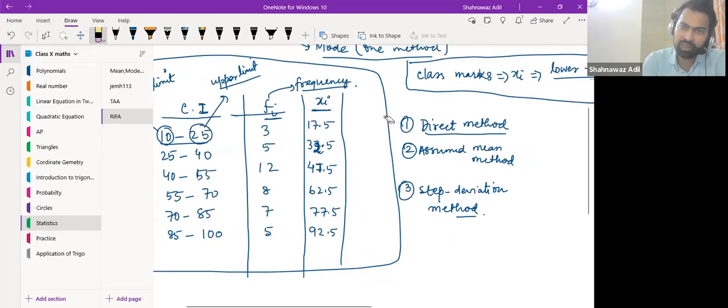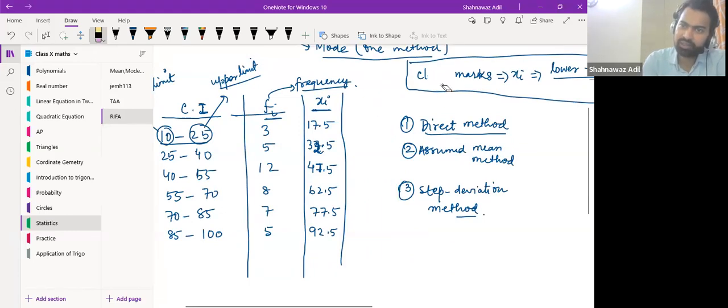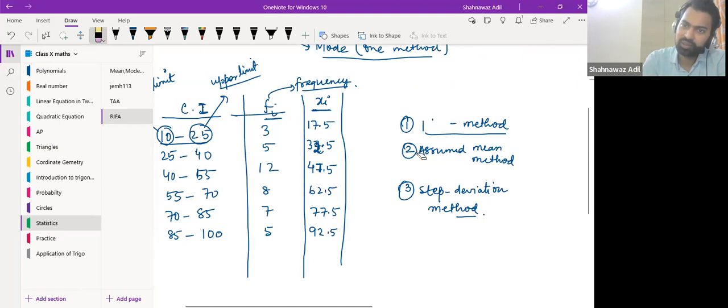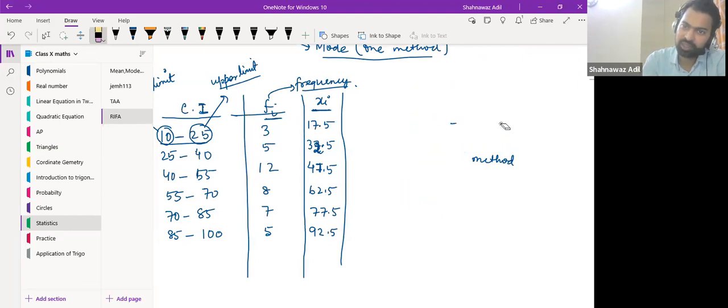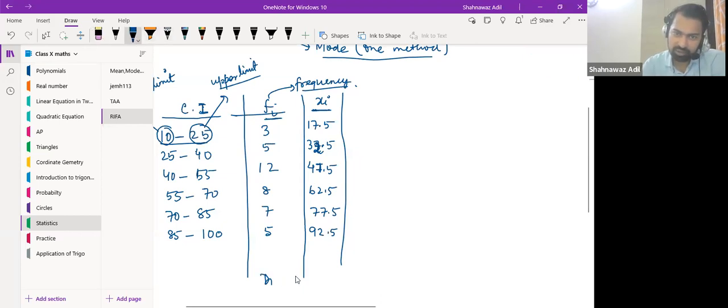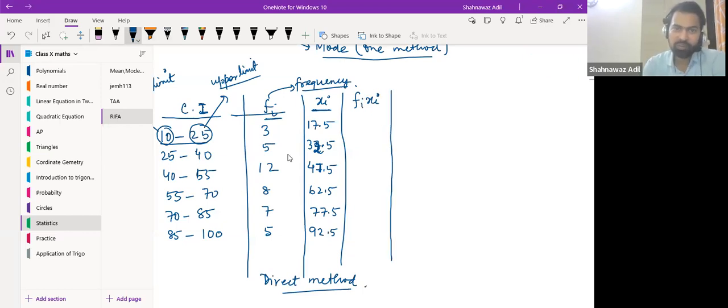Another table and write. So let's make another table. So the direct. So we have to make another table in which we have to calculate fixi. And what is that? Product of these two, right? So let us find out what is fixi.